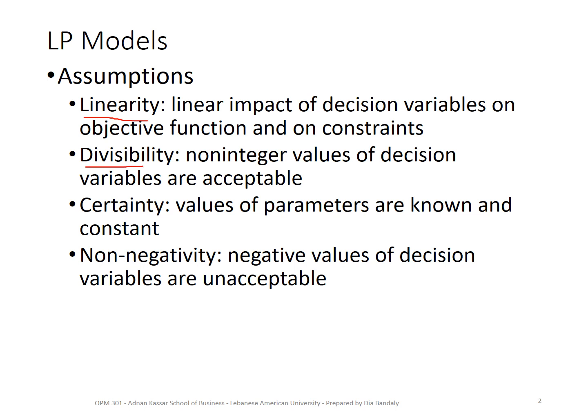Then divisibility. That means that we allow the solution to have a decimal, as we did in the carpenter problem. Now, sometimes in specific cases, for example, when we are scheduling people on jobs, the decision variable will be whether to put this guy on this task or not. So in this case, these decision variables cannot be divisible. Or, for example, if your decision variables are the number of trucks that have to transport a certain product, these can also not be divisible, unless you are also allowing for less-than-truckload to be transported.